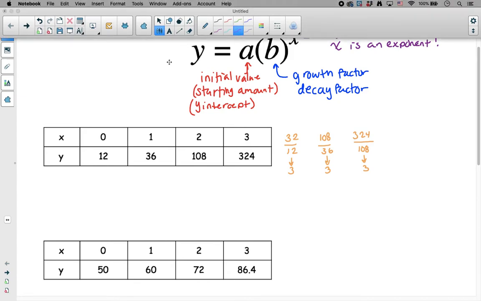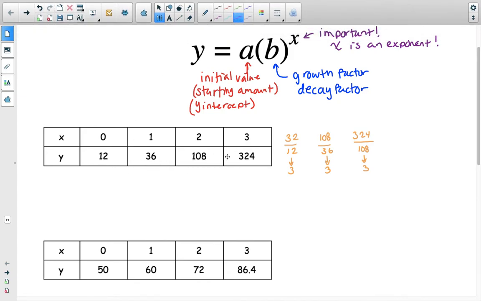What that means is that, instead of guessing and checking, 36 divided by 12 is 3, 108 divided by 36 is 3, and 324 divided by 108 is also 3. Then we can see that 12 times 3 gives you 36, 36 times 3 gives you 108, and 108 times 3 gives you 324. These are multiplying by the same positive number that's bigger than 1. This means that it is exponential growth.